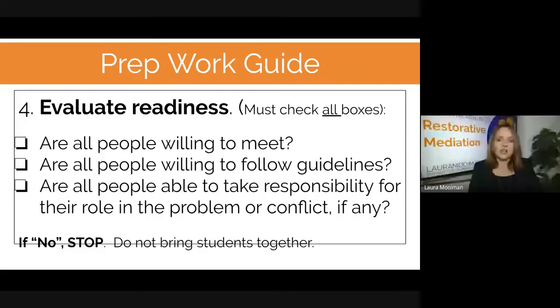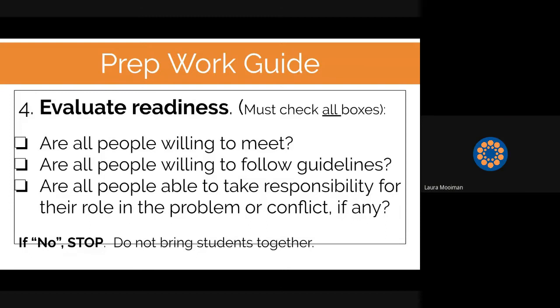And then you ask, are people able to take responsibility for their role in the conflict? So if it is mutual, if both people did harm, then it's appropriate for a mediation. That means both people did something. If they both did something, they need to be able to say what they did. You may need to draw that out in your prep work a little bit by asking follow-up questions.